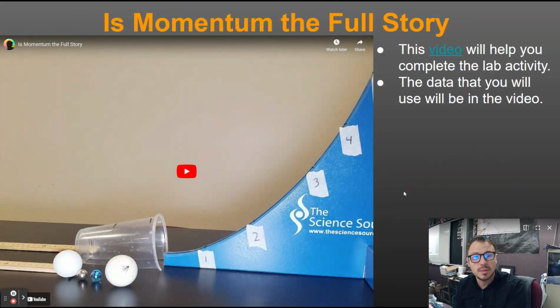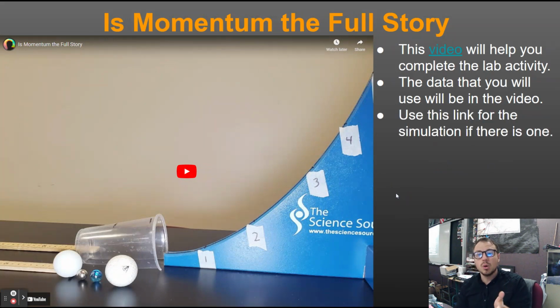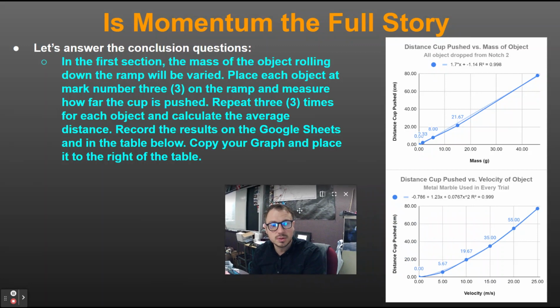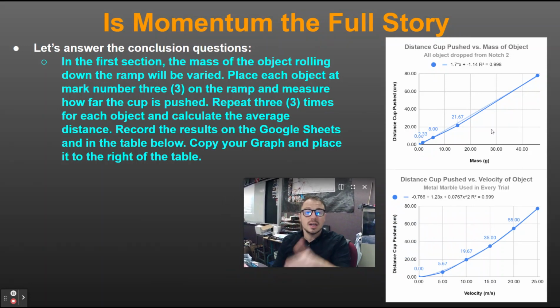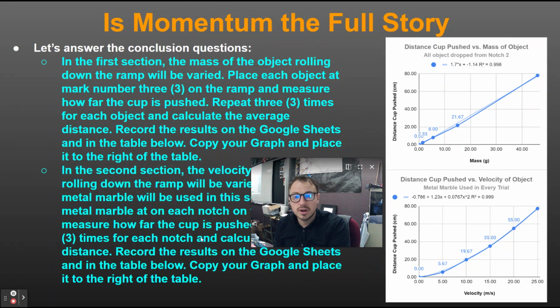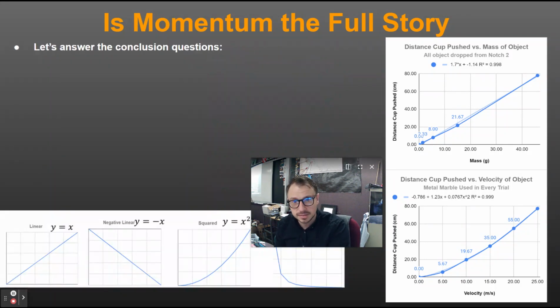So we did this lab, is momentum the full story, in which we rolled these different objects down a ramp and saw how far they pushed those cups. So you can look at these graphs, right? We rolled it down 3 times, and you can see the graph. In the first part, we changed the mass. We changed different objects, rolled them from the same velocity, and you can see here that it pushed the cup a certain distance. And then the next time, we rolled that same object down the different notches and we changed the velocity. So these are the graphs that it generated.